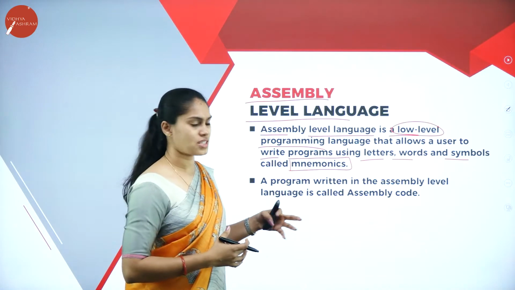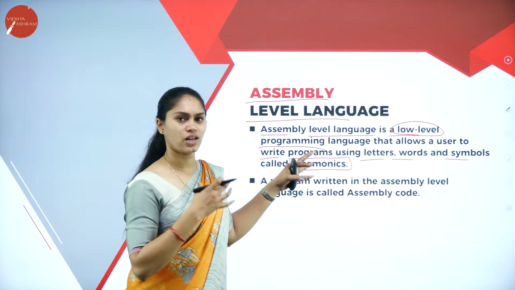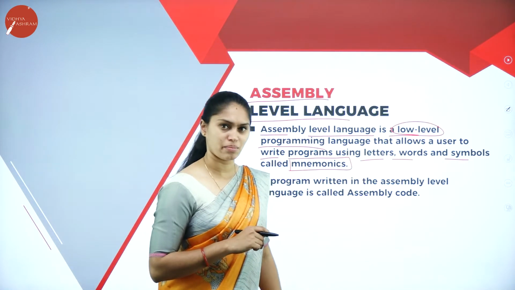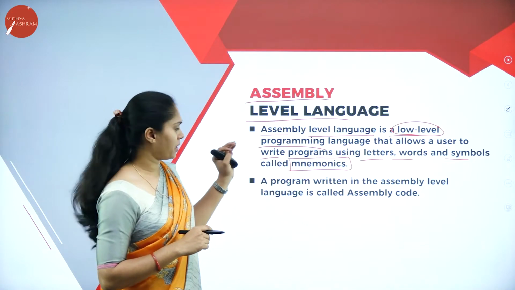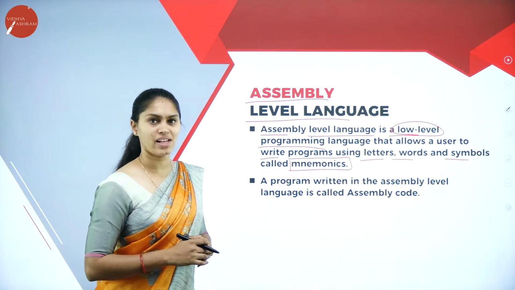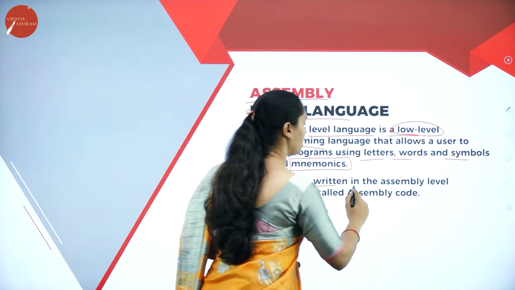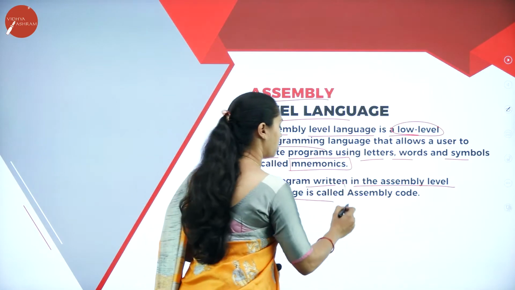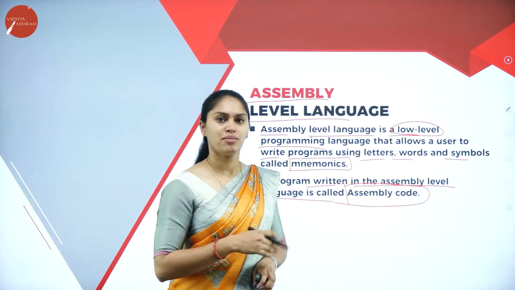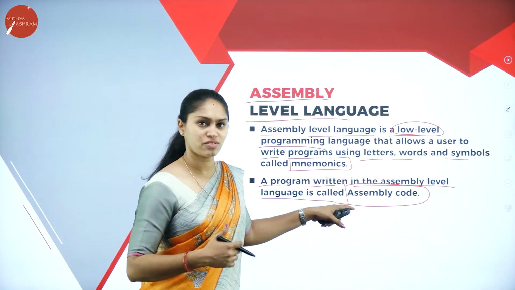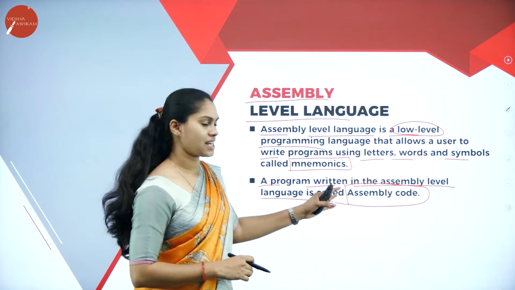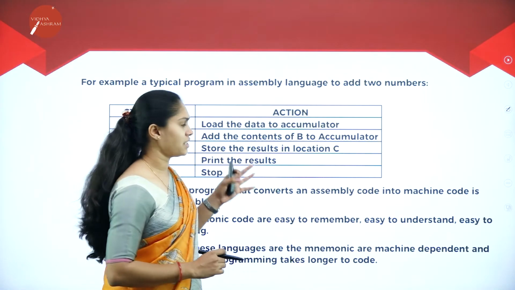The M is silent here. It is pronounced as mnemonics. It is written as an instruction with the help of letters, words and symbols. Then that kind of programming language is termed as a mnemonic language, a symbolic language or an assembly level language. A program written in assembly level language is termed as assembly code. If I am writing using zeros and ones, that is machine code. If I am writing using symbols, letters, characters or words, it is termed as assembly code.